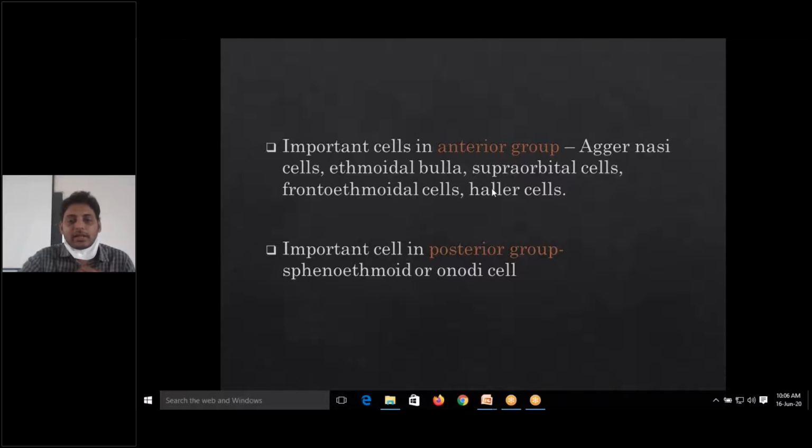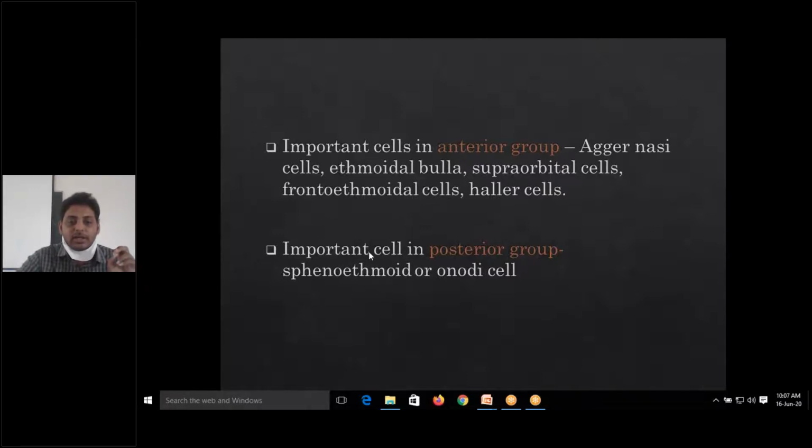You may also get a question like this: there is a supraorbital cell, which is above the orbit, and another cell is the infraorbital cell, which is a pneumatization of the ethmoid cell into the maxillary sinus. So the Haller cell is also known as the infraorbital cell. You may get an MCQ like this: which is the infraorbital cell? You may get options like Agger nasi, Onodi, Haller, or some other cell like ethmoidal cell. The answer here is Haller cell. Okay.